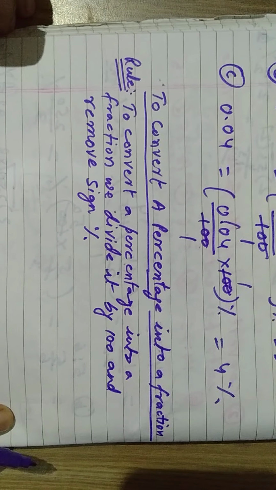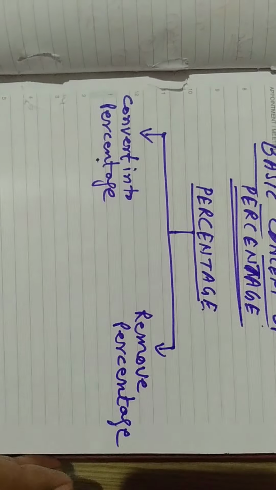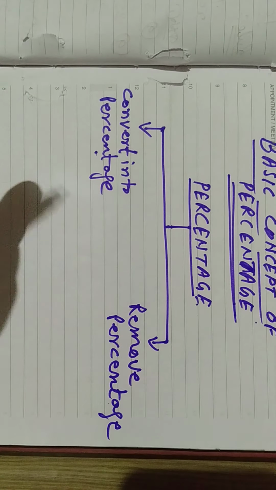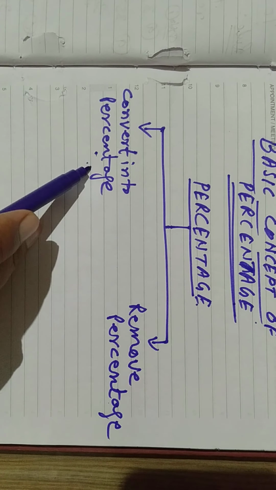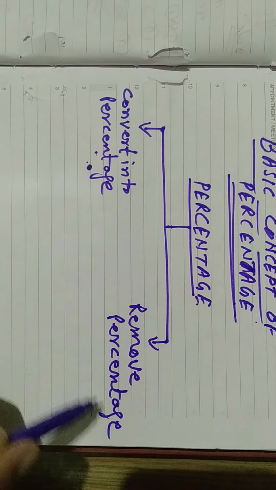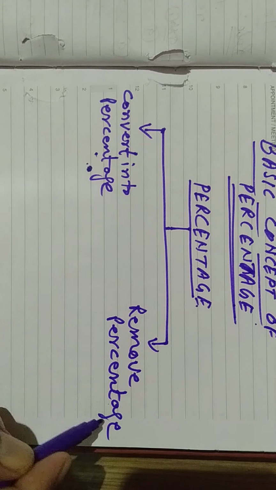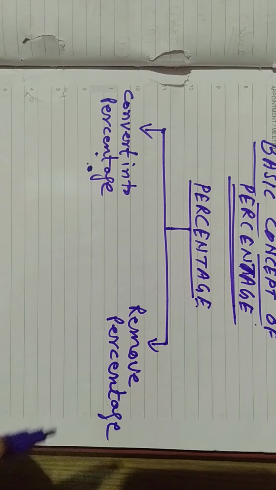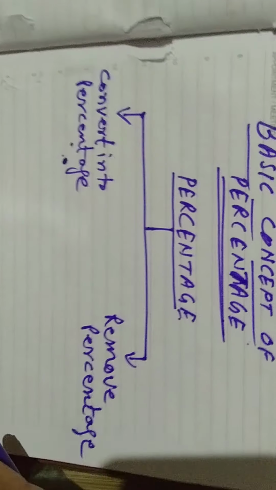Now, second type of question. I told you in this percentage chapter we will discuss basically two topics: convert into percentage, and remove percentage. For convert into percentage, I solved three types of questions, and now I am going to discuss remove percentage. Some questions I will solve from this. How to remove percentage? Which type of questions come? Now I am going to solve.